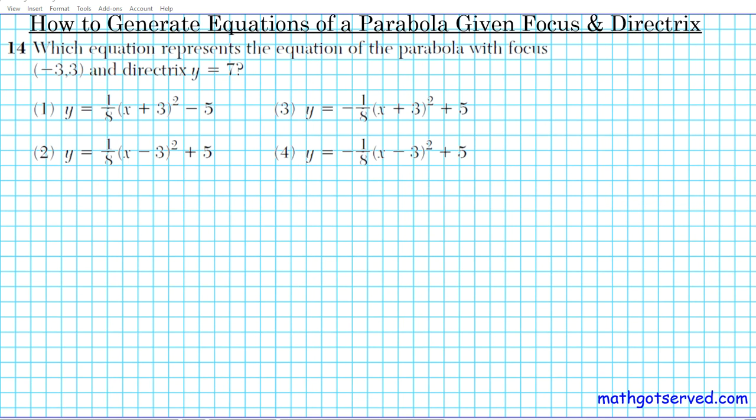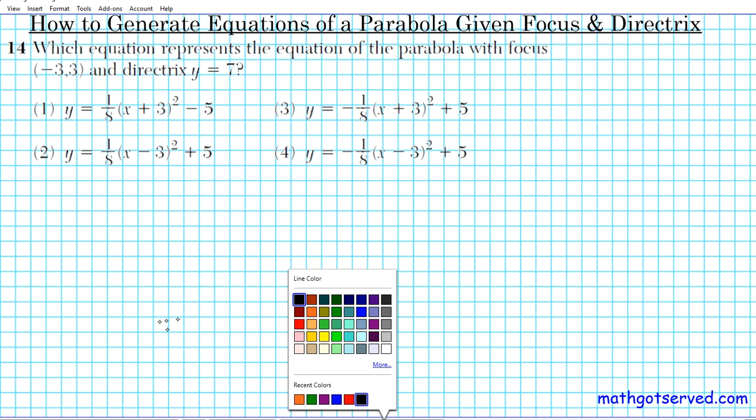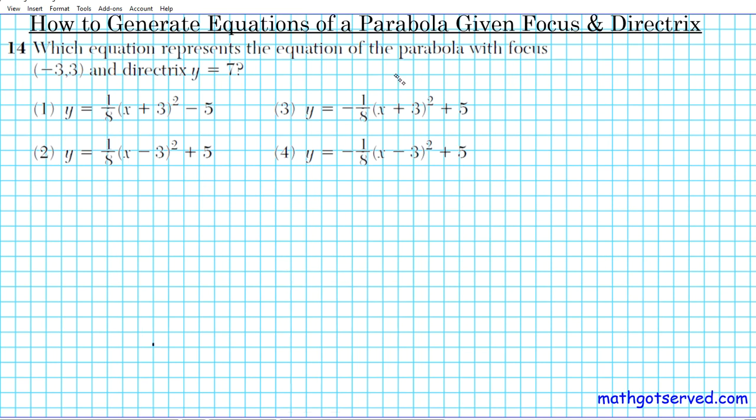Alright, let's take a look at question 14. In question 14, we're looking at how to generate equations of a parabola given the focus and directrix. Question 14 reads, which equation represents the equation of the parabola with focus negative 3, 3 and directrix y equals negative 7?